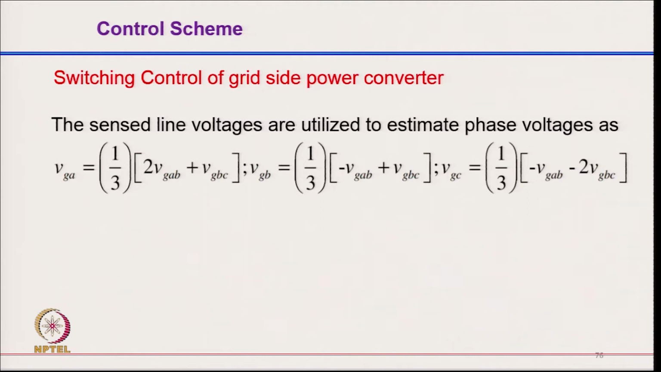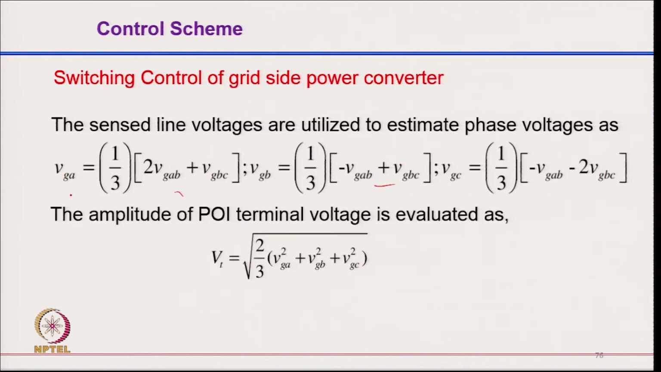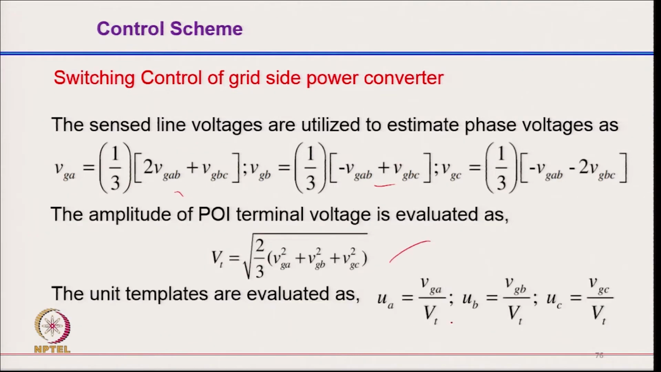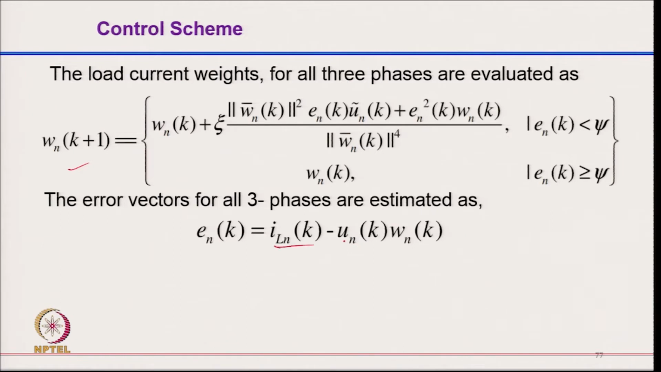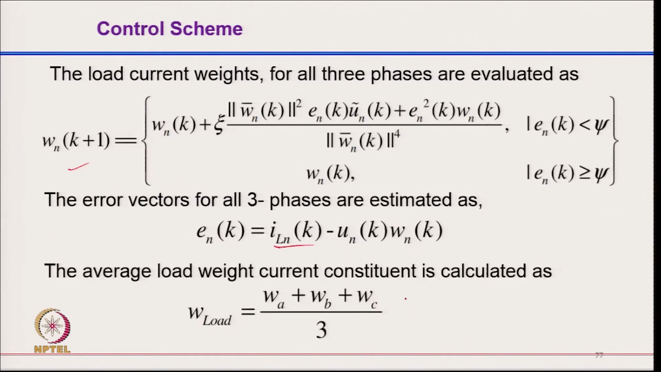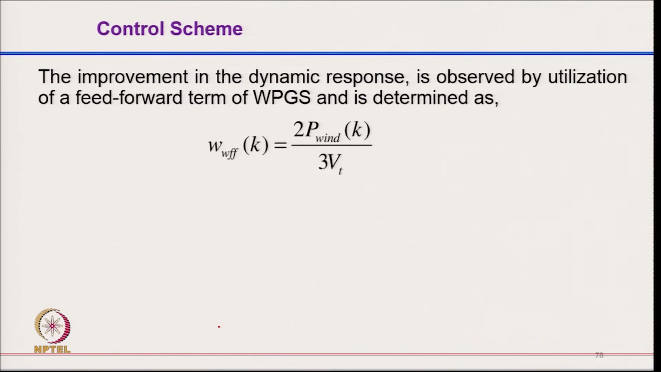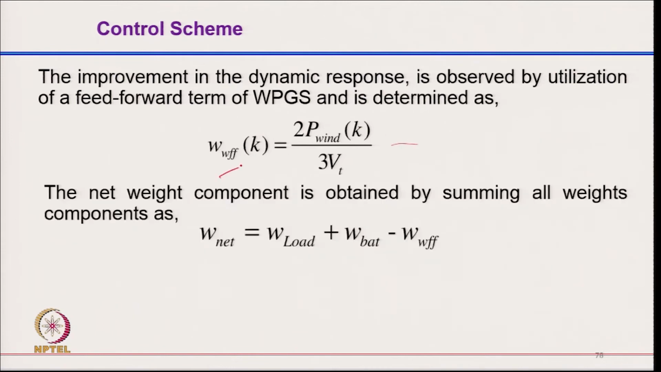On the grid side converter, we sense the line voltage and convert it to phase voltage, then we calculate the amplitude and the template on the grid side converter, and we extract the fundamental component from the load current using this filter, and we average it for load balancing. Then this is the feed forward term for the wind, and we have a feed forward term from the battery and wind, and the load.